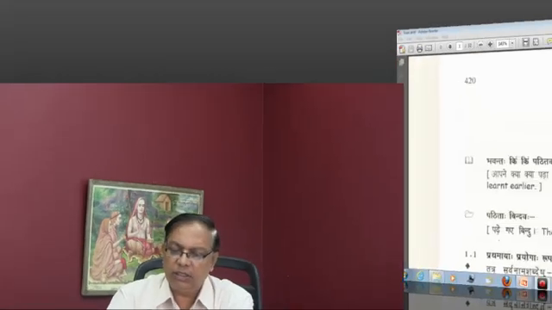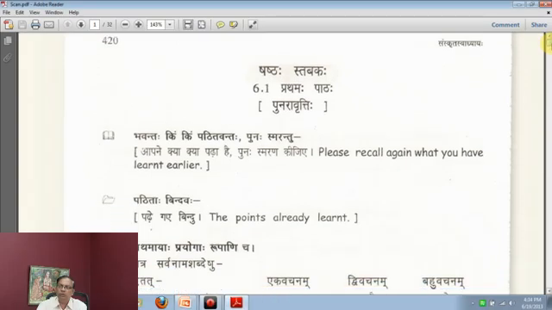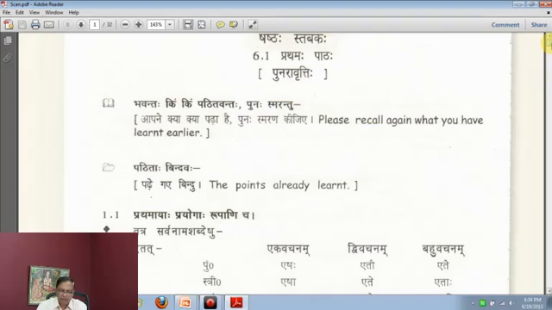Now first point here given, bhavantah kim kim patitavantah punah smarantu. What all you have studied so far, you remember once. Punah smarantu. Please remember or recall once again what all you have studied so far in this book. That's important. So now the book itself is giving you patitaha bindavah. These are the points touched or learnt so far.